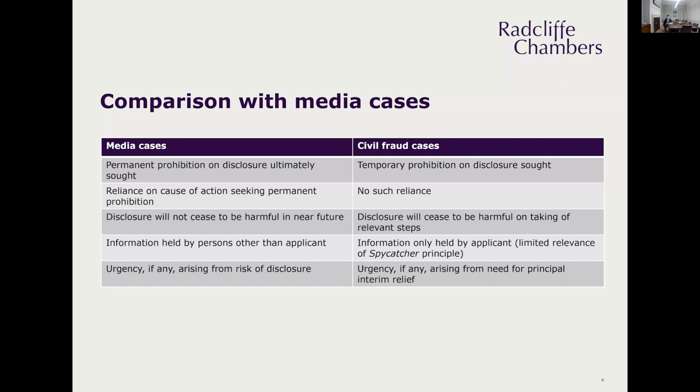And as a result, the fifth row there is that any urgency in a civil fraud case when seeking an INDO will not arise from a risk of disclosure because the information will be in the applicant's pocket. It will instead arise from any need for the principal interim relief to be granted urgently. For example, if we are on a hot pursuit and we want to get our Norwich Pharmacal order quickly, that would give rise potentially to a need to also get the INDO on an urgent basis.